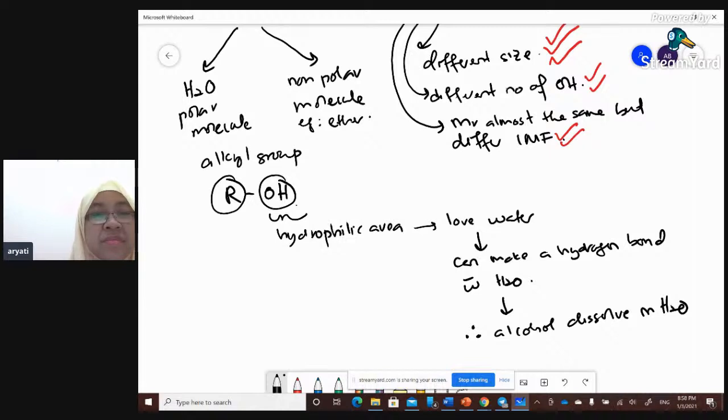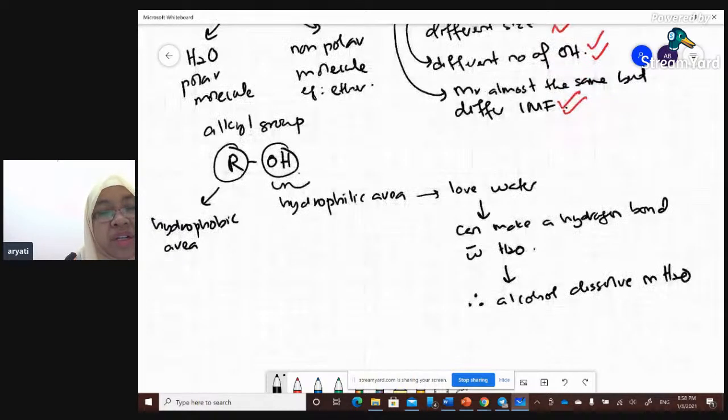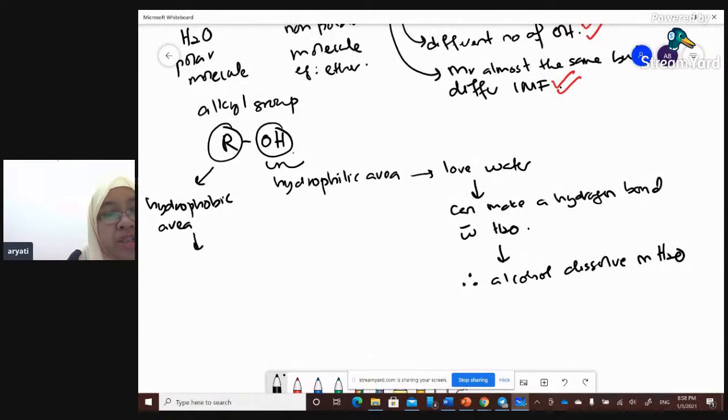Okay. So R, an alkyl group, is known as hydrophobic area. Phobic daripada perkataan phobia, takut. Maksudnya kawasan yang tak sukakan air. Hydrophobic area, dia hate water. Bencikan air.